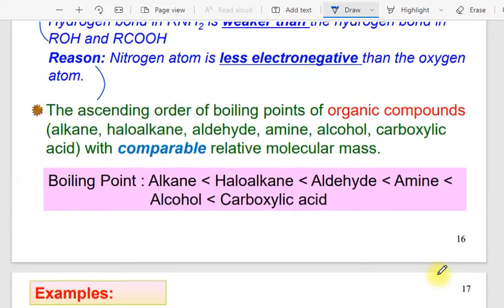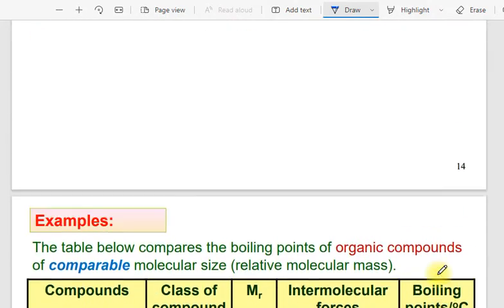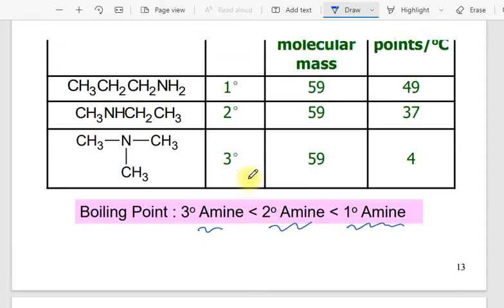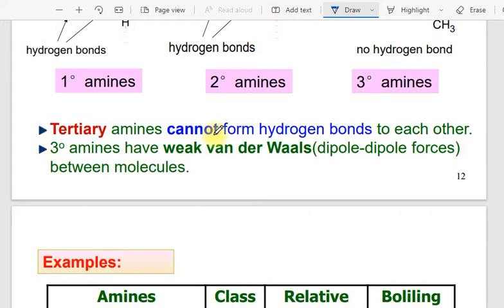Let's check the classes. If we want to compare different classes of amine, primary amine has the highest boiling point, followed by secondary and then tertiary amine. Always remember, tertiary amine cannot form hydrogen bond with each other. That's why it only has weak van der Waals forces.